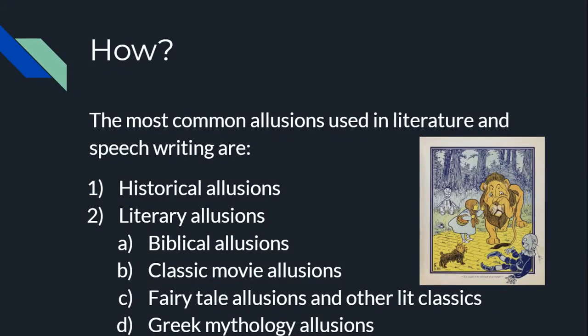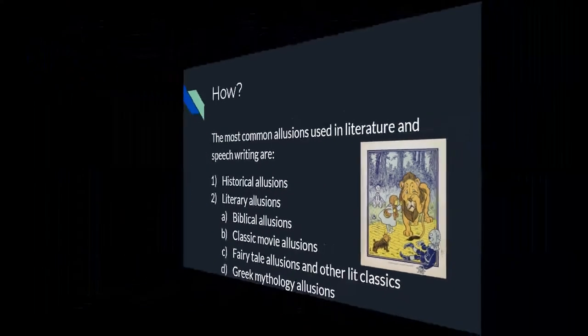Okay, so the most common allusions they use are historical allusions and literary allusions. Several literary allusions are biblical allusions, classic movie allusions, like I already referenced, The Wizard of Oz, you'll see here on the right, fairy tale allusions, such as Little Red Riding Hood, and Greek mythology allusions. They might say, oh, he was such an Apollo, assuming you'll know he's the Greek god that was so gorgeous. So anyway, if you see those, it's exciting to just point them out to people and to start trying to use them in your own writing.